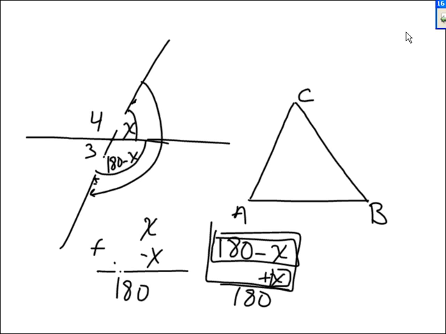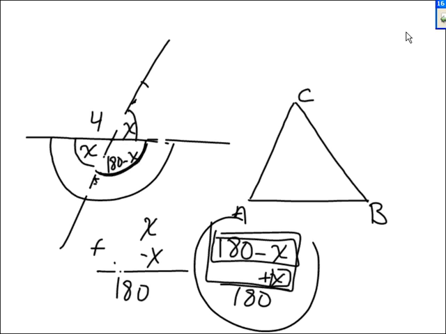Okay? Now, let me erase this, and let's talk about angle 3 now. We know that that angle is 180. If this piece is 180 minus x, then the other piece must be x, because when I add them, they should add up to 180. And we keep coming back to here: they add up to 180.